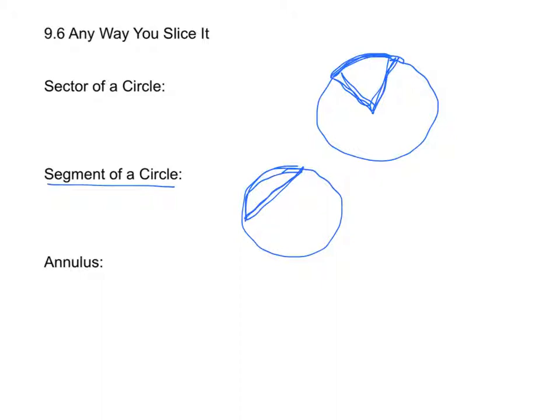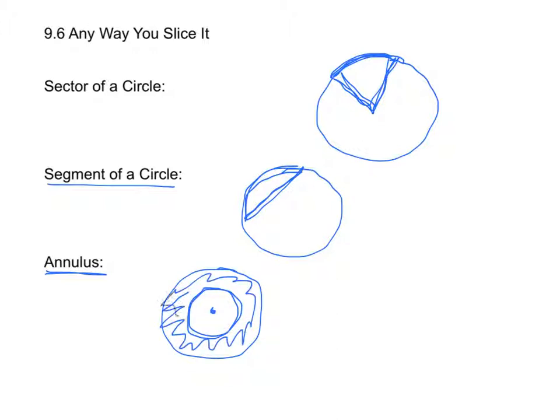And then the annulus is if you have two concentric circles. So a reminder, concentric circles share a center, but they're not the same size. Then it's the region here between them.